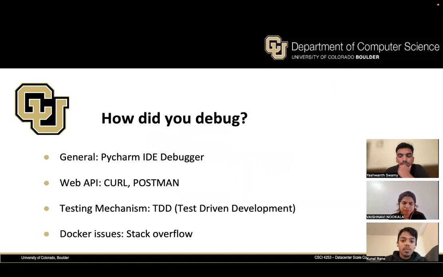So how did we debug during the process of integration of the application? For general debugging, we made use of the PyCharm IDE debugger, as PyCharm is our primary IDE. For testing the web API and REST APIs, we made use of Postman and curl. For testing, we made use of test-driven development, and for resolving Docker issues, we made use of logs and Stack Overflow.